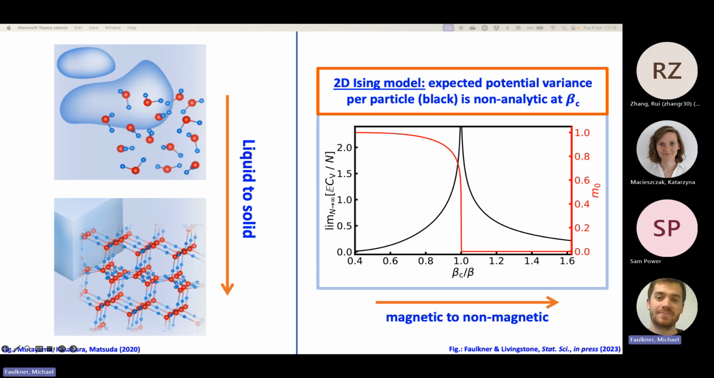It means the expected value of u minus the expected value of u, all squared. Yeah, so it's as simple as that. You typically find that you get strong fluctuations in the potential at phase transitions. This is how it's characterized. And as you can see, it becomes non-analytic. In this case, this diverges logarithmically as you approach the phase transition, beta c.